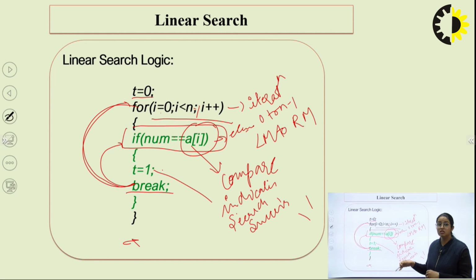Okay, no further searching. That means if we found our element at position 3, then we are not going to move further. Suppose we have 6 elements in our array, and we found our element at position 3, then we are not going to search further in our array. So that's why we are using break. As soon as we get the element at any position, we print the output and say the search is successful.